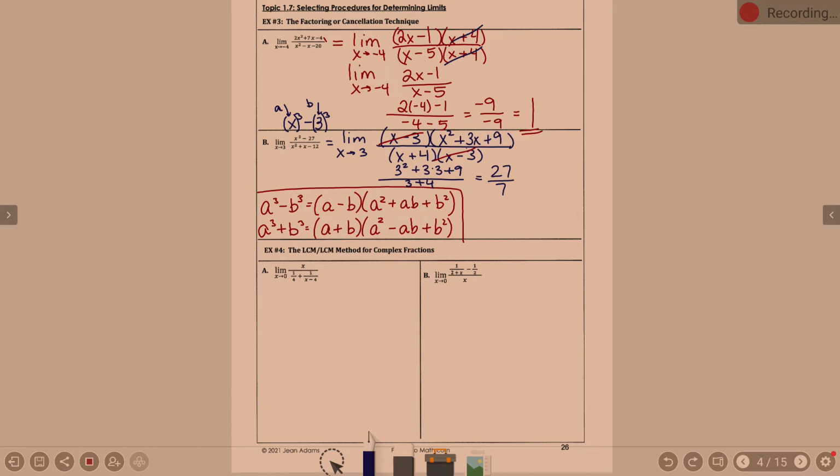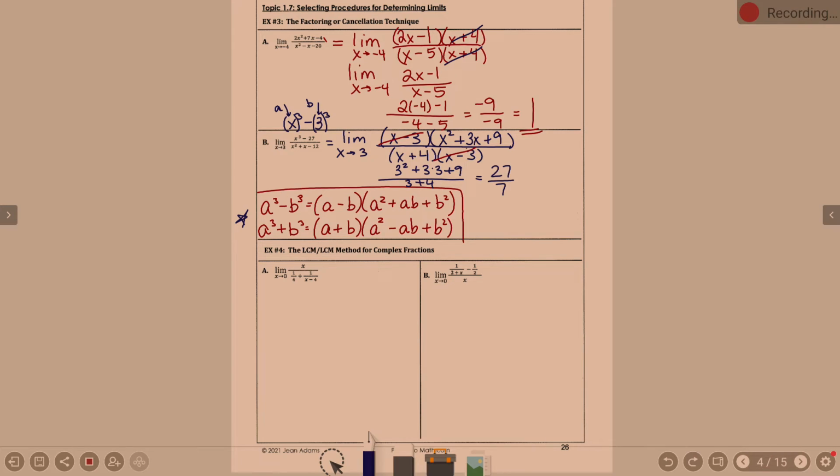Are we okay with that factoring I just did? I didn't totally leave anyone behind, did I? So you have in your notes now the forms there, so you can use those. Okay. Questions there?